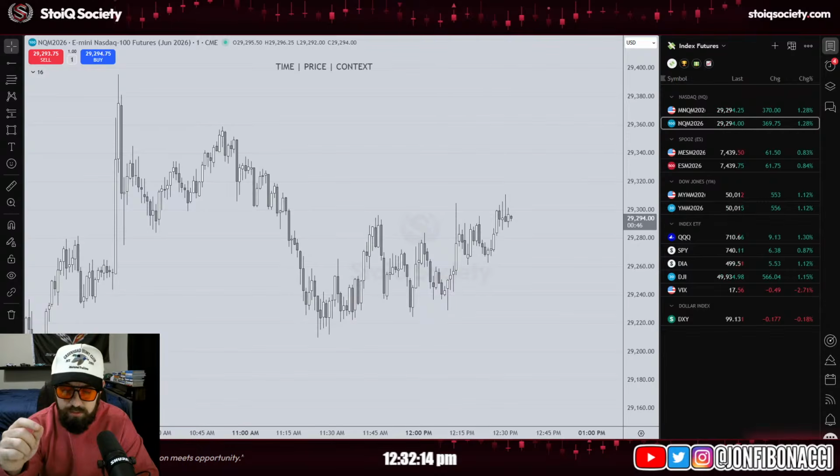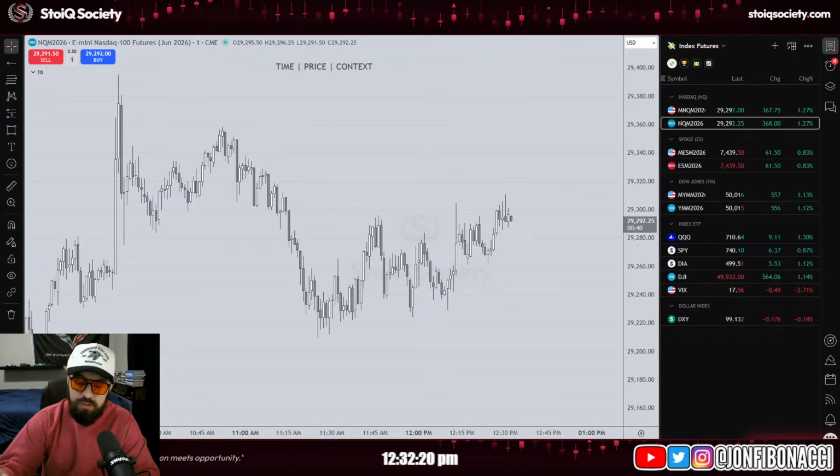All right, number 4, asymmetrical risk reward. You want math on your side. Reward should be 2 or 3 times the amount of risk you put on. Example, risking $100 to make $300.